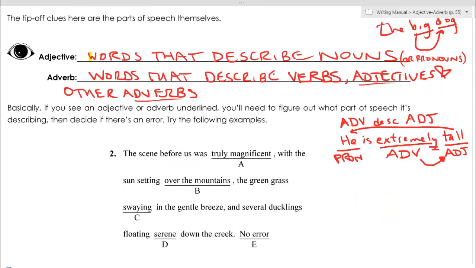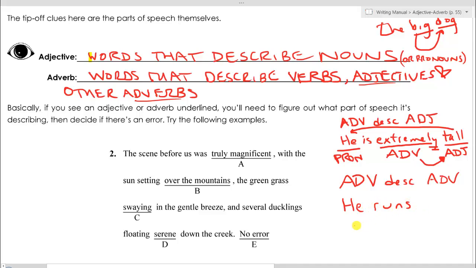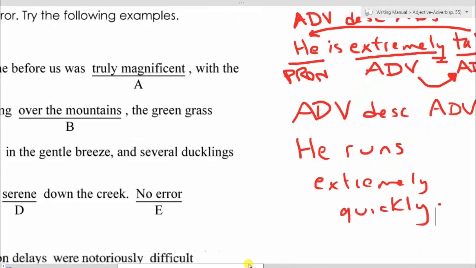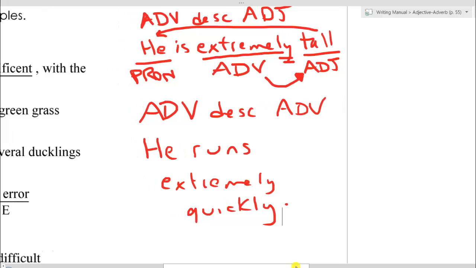And now an example of an adverb modifying or describing another adverb. What might that look like? If we have something like, he runs extremely quickly. He runs extremely quickly. So what we have in this case is this adverb quickly modifying this verb runs. So here's a verb, runs. Here's an adverb, quickly. That adverb is answering the question, how fast does he run?